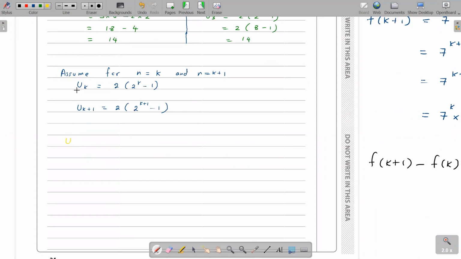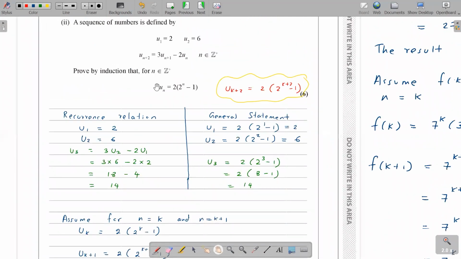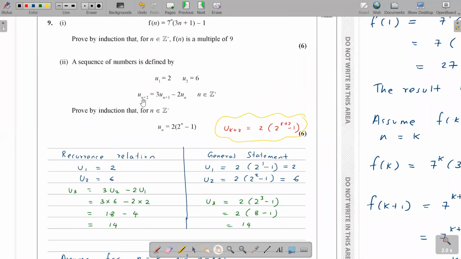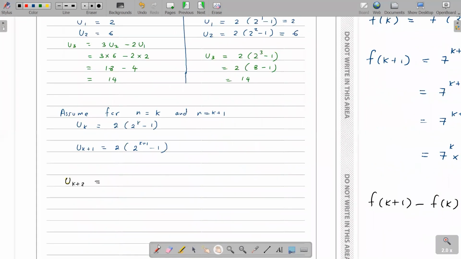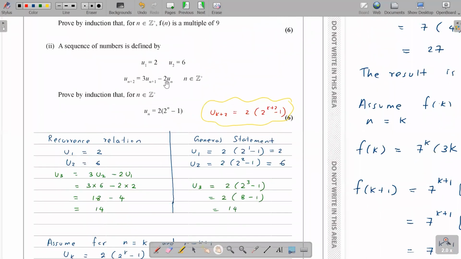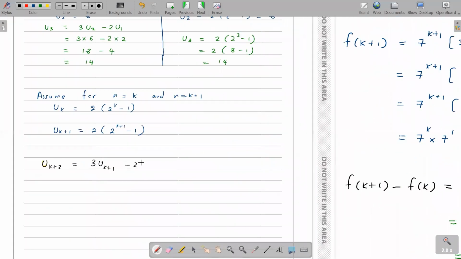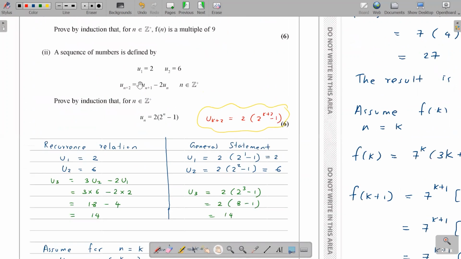So from our recurrence formula, what do we get? Right, the k plus 2 term is equal to what? From the recurrence formula, u k plus 2 will be equal to what? You can see here n is directly k, right? It equals 3 times u k plus 1 minus 2 times u k, right? Do you agree with me? So I'm doing this from the recurrence relation. From the recurrence relation, I'm writing the k plus 2 term. The k plus 2 term is equal to 3 times u k plus 1 minus 2 times u k.